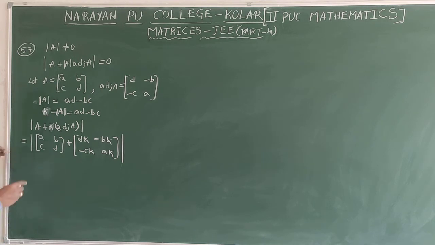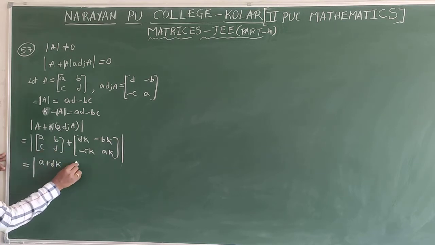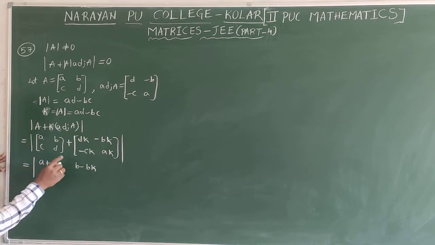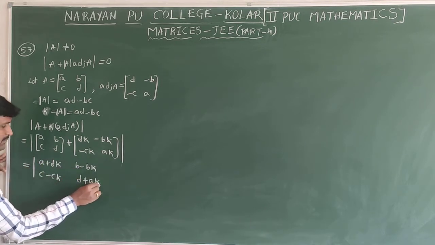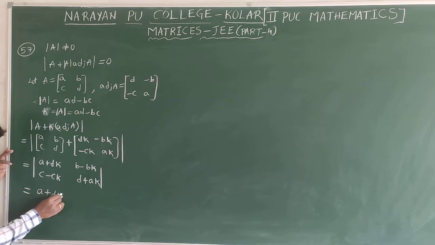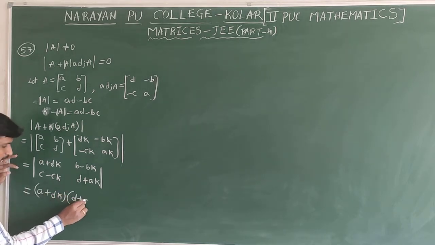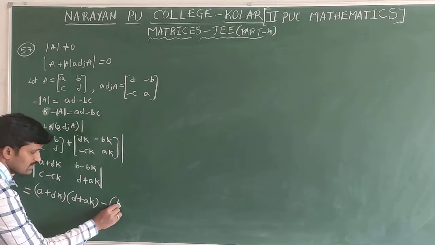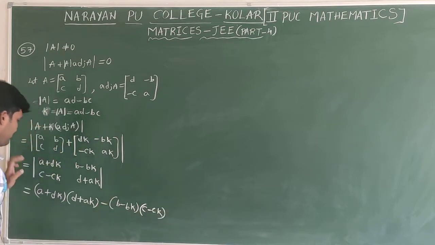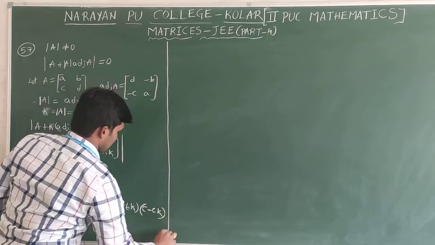Add these two matrices and you will get the determinant of this. Finally, what will you get? a plus dk, next b minus bk, c minus ck, d plus ak. If you expand this, what will you get again? A 2 by 2 determinant finally: (a plus dk) into (d plus ak) minus (b minus bk) into (c minus ck). Here k means det of A matrix.